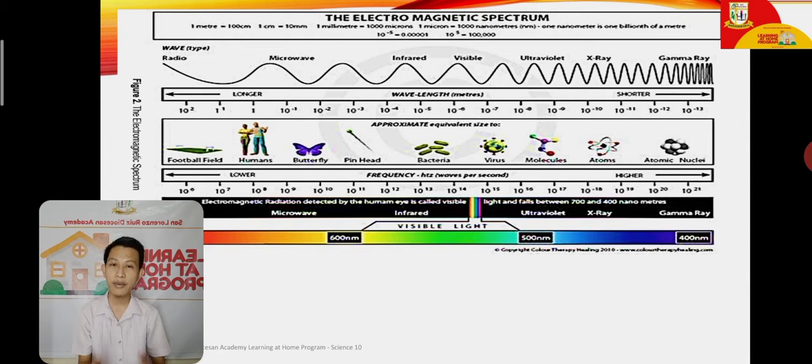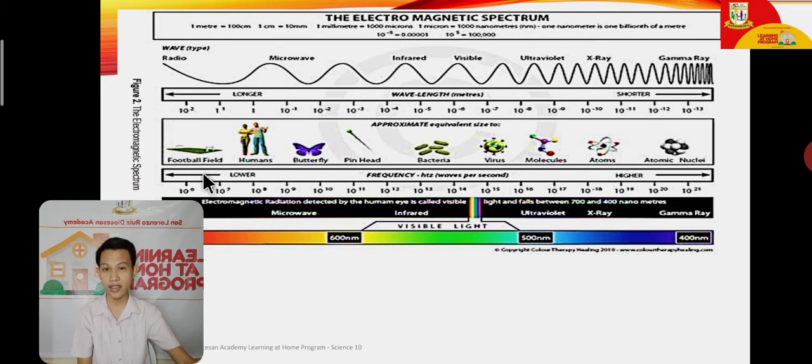Okay? Pag sinabi nating frequency, it is the number of cycles or number of waves produced in a second. Okay? Yung bilang ng waves or parang alon na napoproduce sa isang particular na oras. Yun yung tinatawag nating frequency.